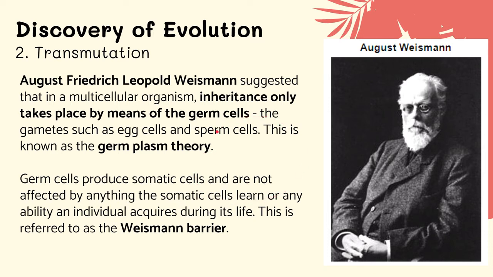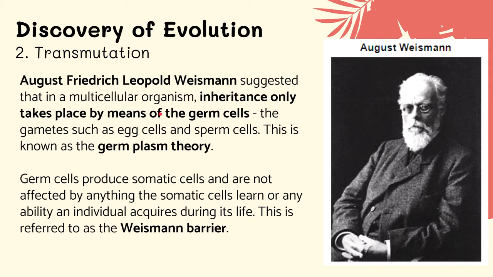However, another scientist challenged the Lamarckian theory of inheritance. August Friedrich Leopold Weismann suggested that in a multicellular organism, inheritance can only take place by means of germ cells, or gametes such as egg cells and sperm cells. This was eventually known as the germplasm theory. So he said that germ cells, those are your egg and sperm, can produce somatic cells, and are not affected by anything the somatic cells learn throughout their lifetime, or any ability an individual acquires throughout its life.